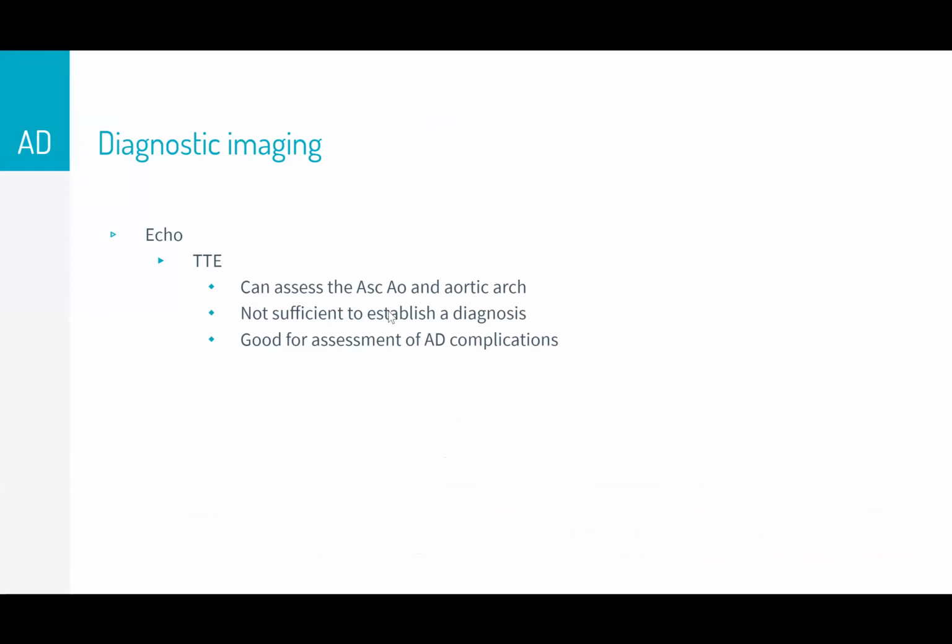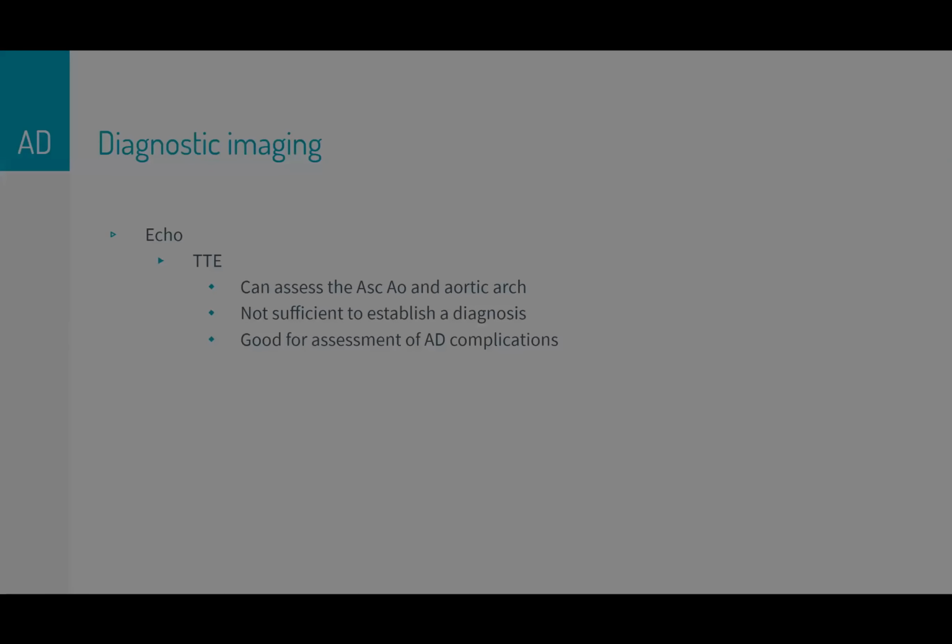So another modality we can use is the transthoracic echo. It's not the best, but it can be helpful because it's a quick and good tool to assess the ascending aorta and aortic arch, and good for the assessment of aortic dissection complications, like aortic valve regurgitation or pericardial effusion. But it's not sufficient to establish a diagnosis of aortic dissection.